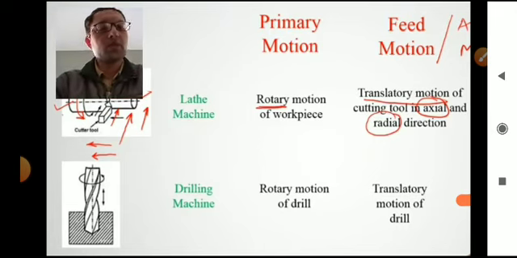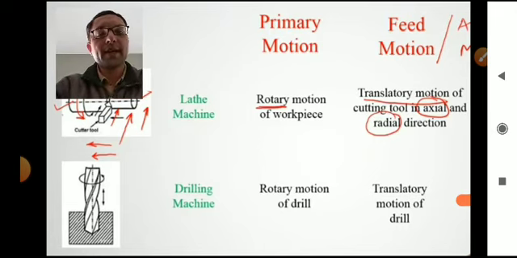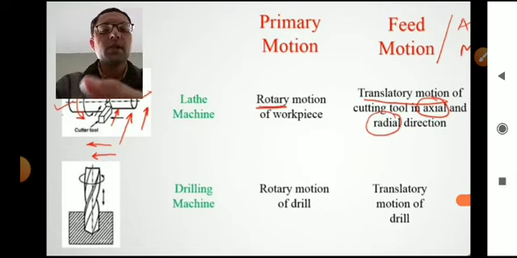So this is a basic question that comes in the exam: explain the primary motion and the working of the auxiliary motion of various machine tools. Okay, so that we have covered in this video.